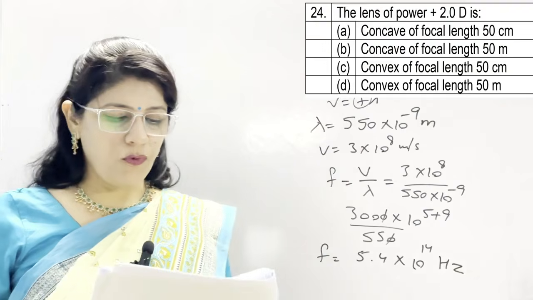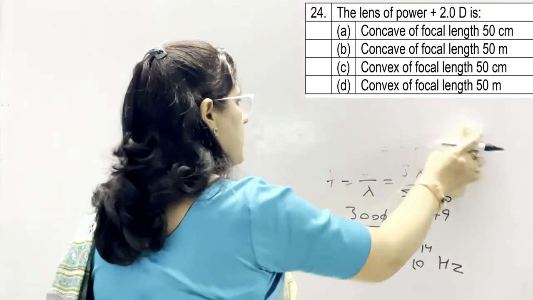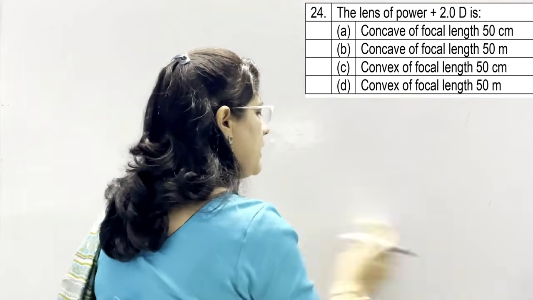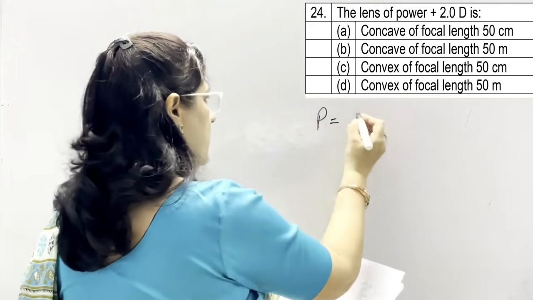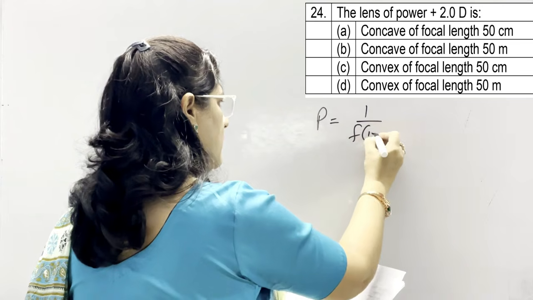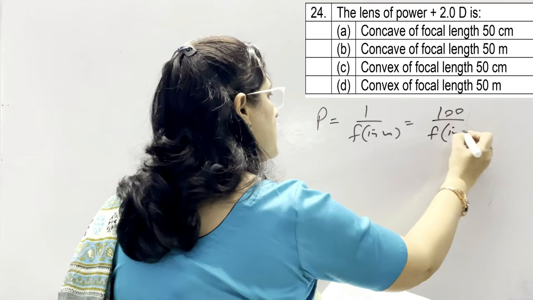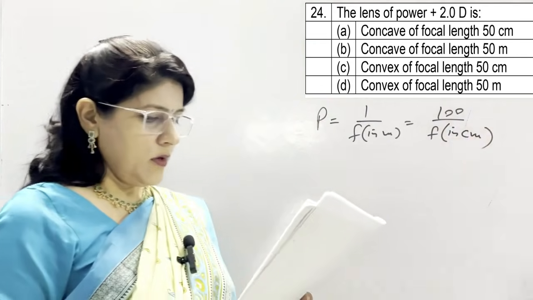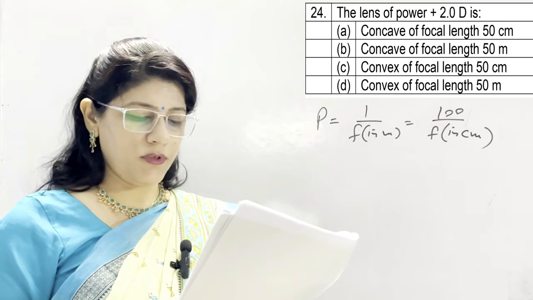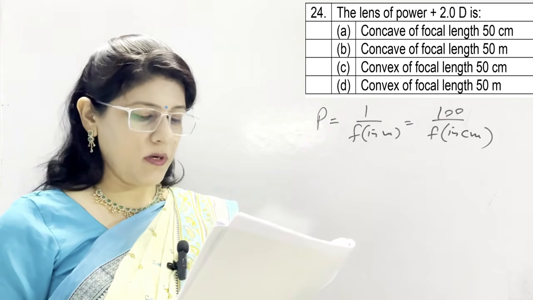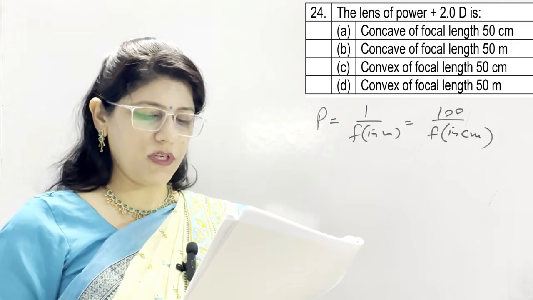In question number 24, the lens of power 2.0 diopter. Power is given in its unit, which is diopter. So formula for power is 1 upon focal length in meter, or we can say 100 upon focal length in centimeter. Options given are A. concave of focal length 50 centimeter, B. concave of focal length 50 meter, C. convex of focal length 50 centimeter and D. convex of focal length 50 meter.